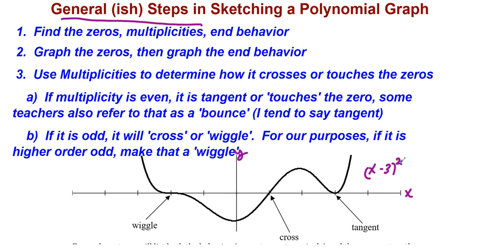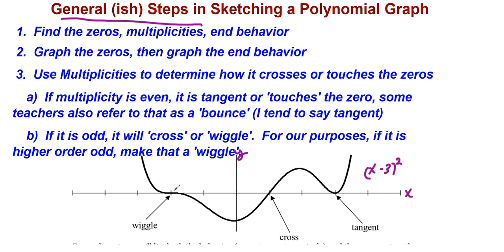That's an even multiplicity. It could have been a 4. We don't know. So it just kind of bounces. Some teachers use the word bounce, some use touch, some use tangent. I tend to use the word tangent, all right? If it is odd, it will cross. It will either cross straight away or it will wiggle.